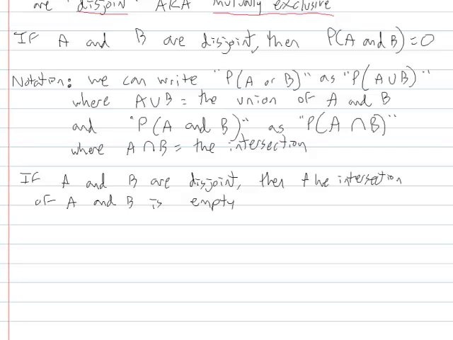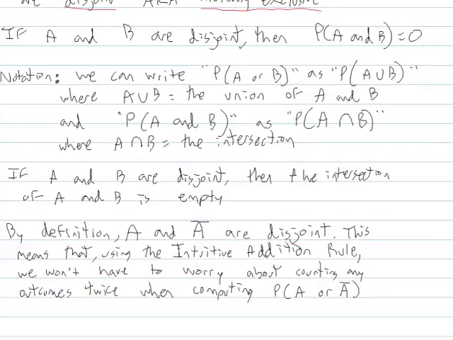And then we have just another consequence of this, that if A and B are disjoint, then the intersection of A and B is empty. It means they don't overlap. They have nothing in common. Okay, well, by definition, A and A bar, the complement of A, are disjoint. This means that using the intuitive addition rule, we don't have to worry about counting any outcomes twice when computing the probability of A or A bar, because there's nothing that would be counted twice, because they don't overlap, they don't intersect. They're disjoint. The intersection is empty.